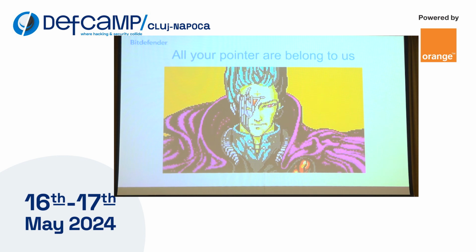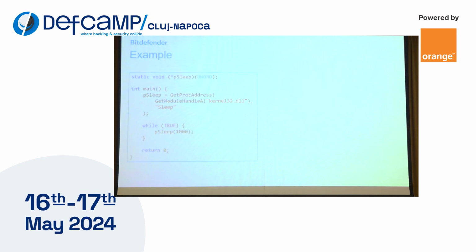To better exemplify this, let's take a very simple piece of code that uses a function pointer. Now, I know function pointers are scary, but just bear with me. We have a function pointer in the .data section. We initialize this function pointer to sleep, and then we just call it a bunch of times. Now, this gets compiled to this piece of assembly code. On top is the initialization of the pointer, and here is the while loop.